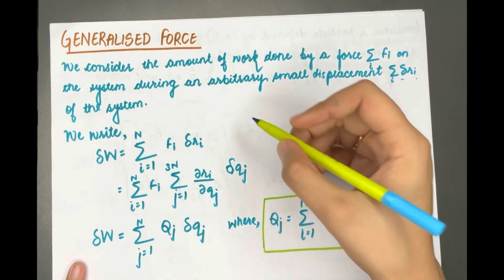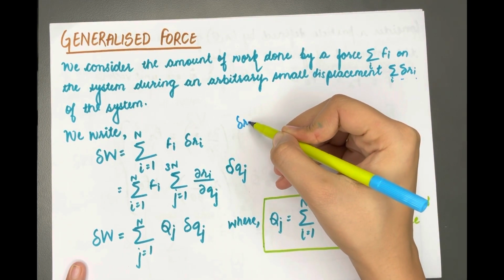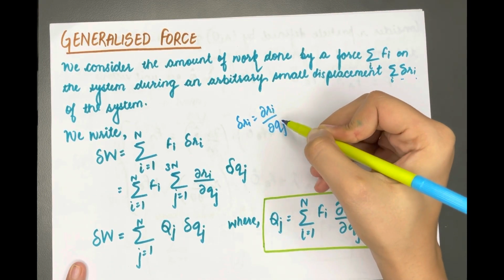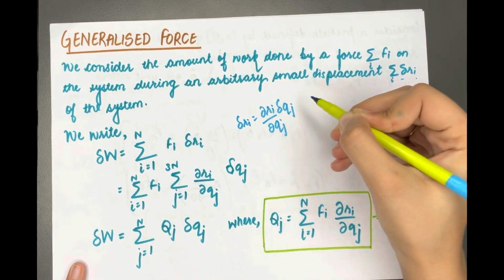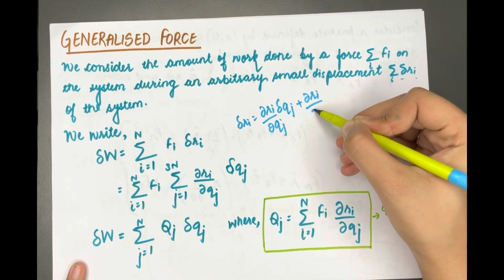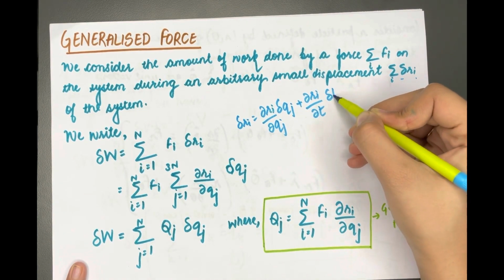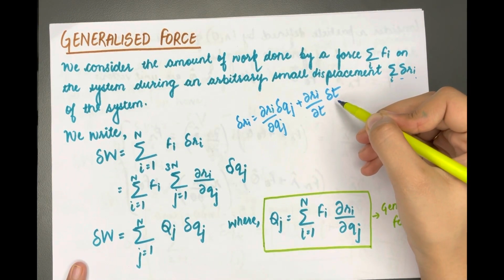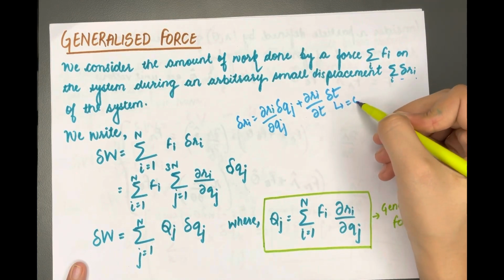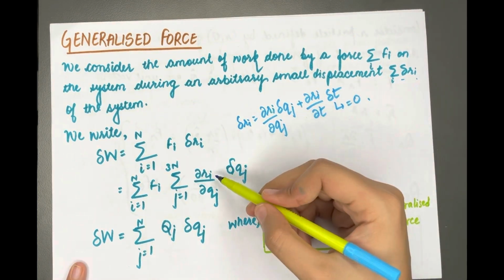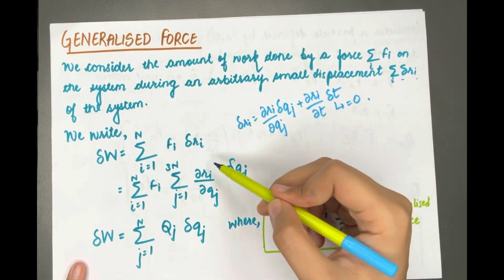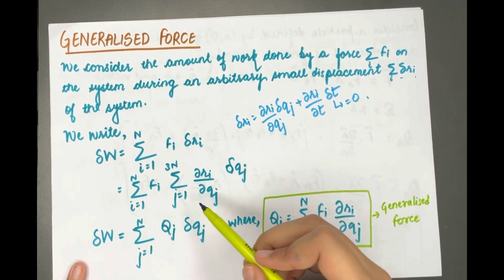Now we know that δRi is equal to ∂Ri/∂Qj δQj plus ∂Ri/∂t δt. We are keeping time t fixed, so there is no variation in time, and we are left with ∂Ri/∂Qj δQj. So we have substituted the value of δRi in this equation.